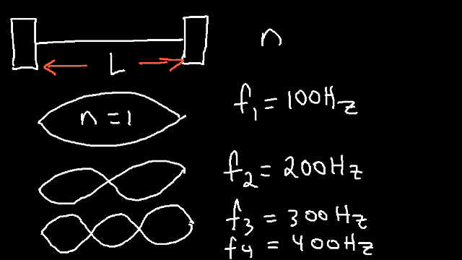So as n increases, that is, as the number of loops increases, the frequency will increase, but the wavelength will decrease. So let's say that at a certain length and at a certain speed, let's assume that the wavelength is 1 meter.